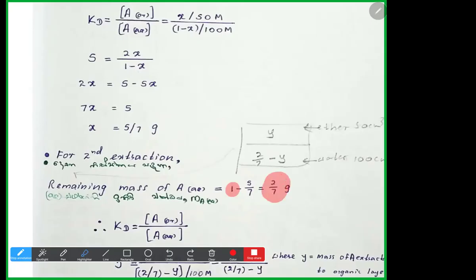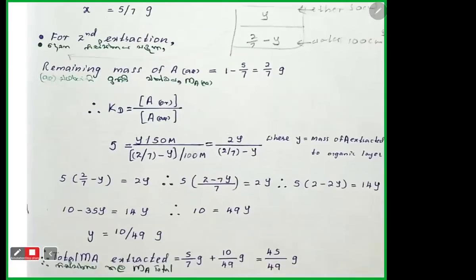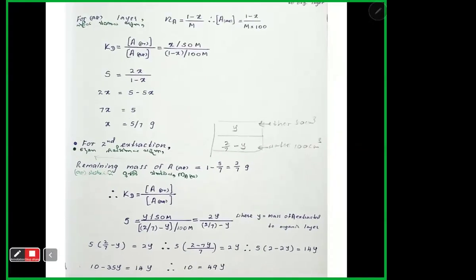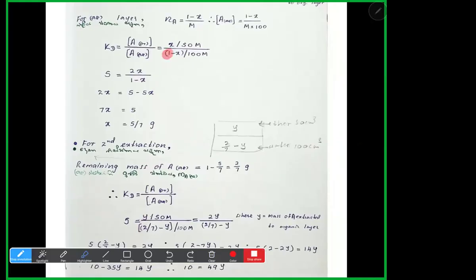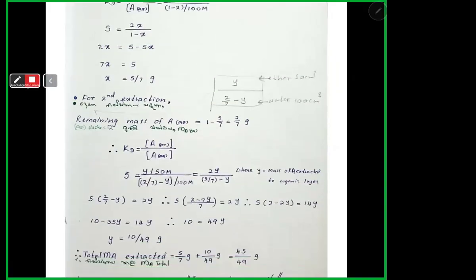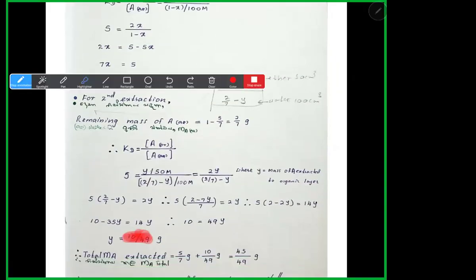To this mixture, now I'm adding the rest of the 50 cubic centimeters. Now, how much do I initially have? Earlier, initially I had 1, then the remaining was 1 minus X, but now instead of 1, I have 2/7. Let's say Y is extracted to the ether layer, so the remaining becomes 2/7 minus Y. If you simplify this, you get y equals 10 divided by 49.